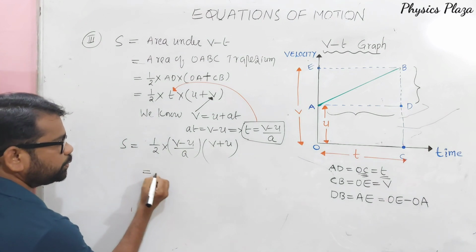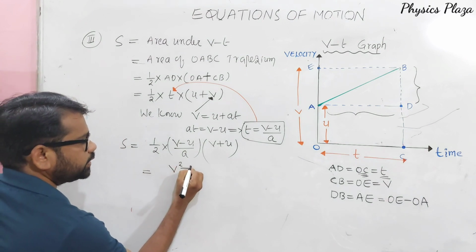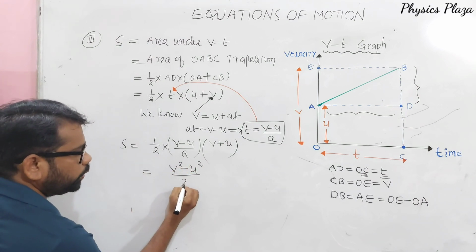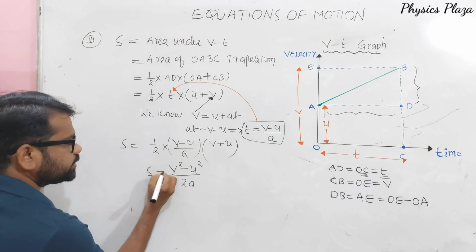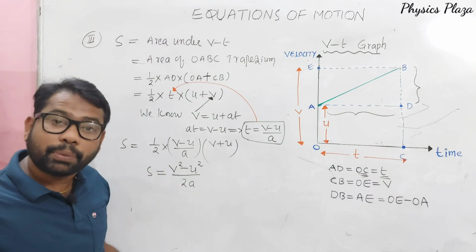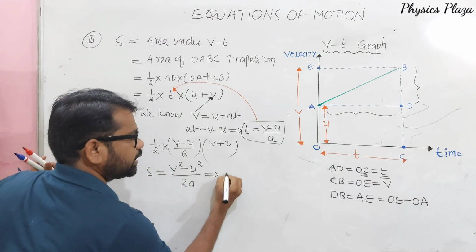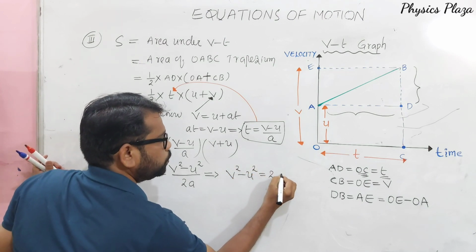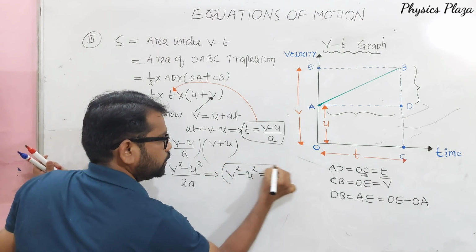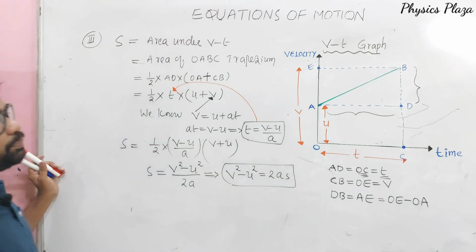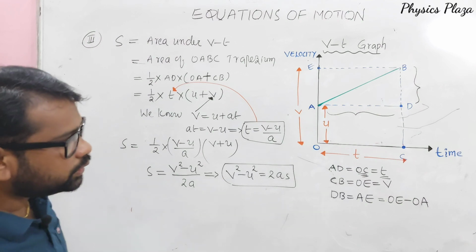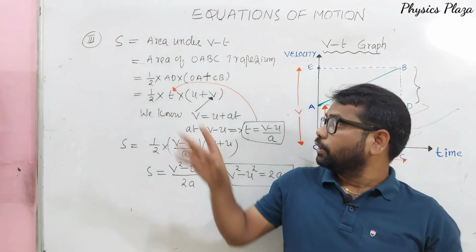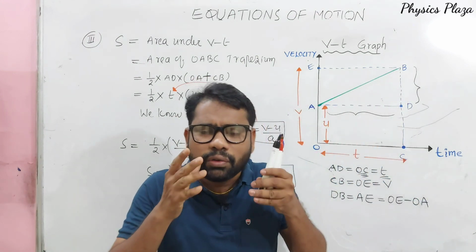So this is going to be v square minus u square by 2a. So here s is equal to v square minus u square by 2a. From this we can write v square minus u square is equal to 2as. So children, this is the third equation of motion. Children, to derive the three equations of motion, what have we done?